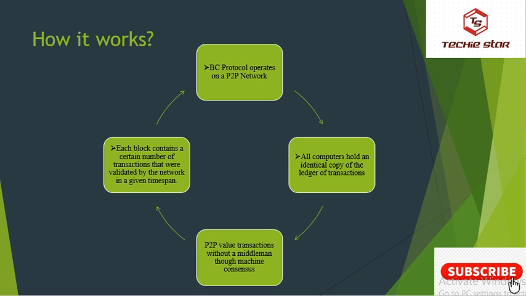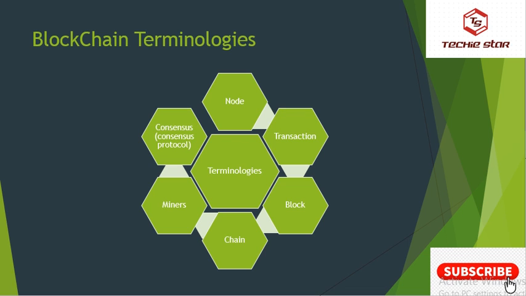Each block contains a certain number of transactions that were validated by a network in a given time span. When any new transaction occurs, all nodes create a consensus to add that block or add that transaction in the chain, and if that is validated, its copy will be distributed to all the nodes available on the network.